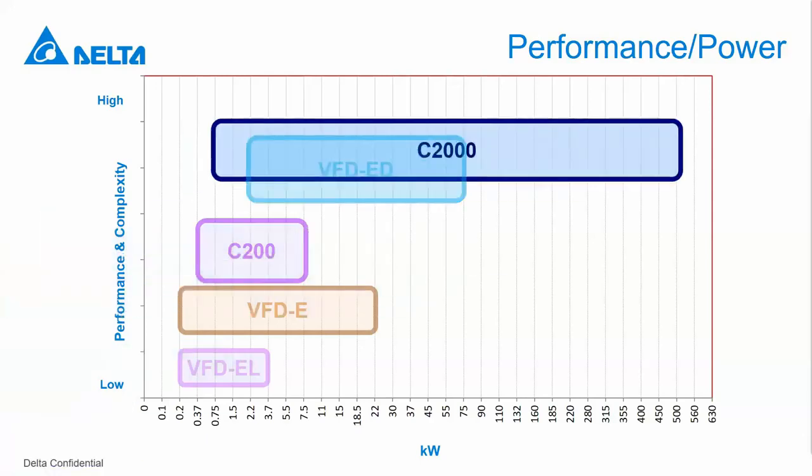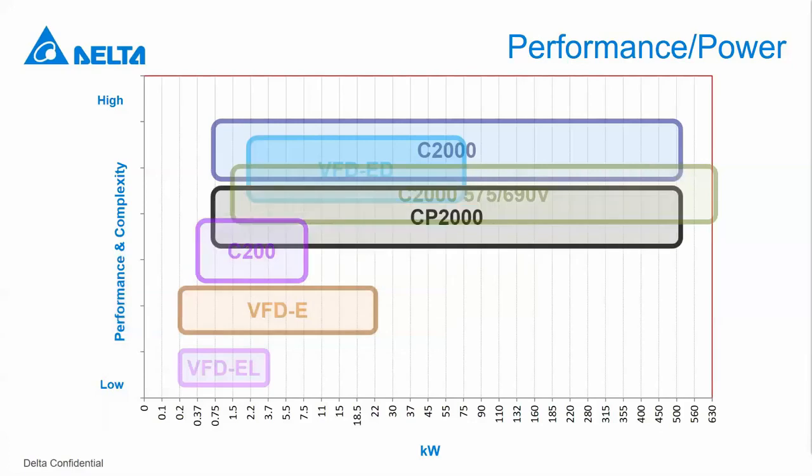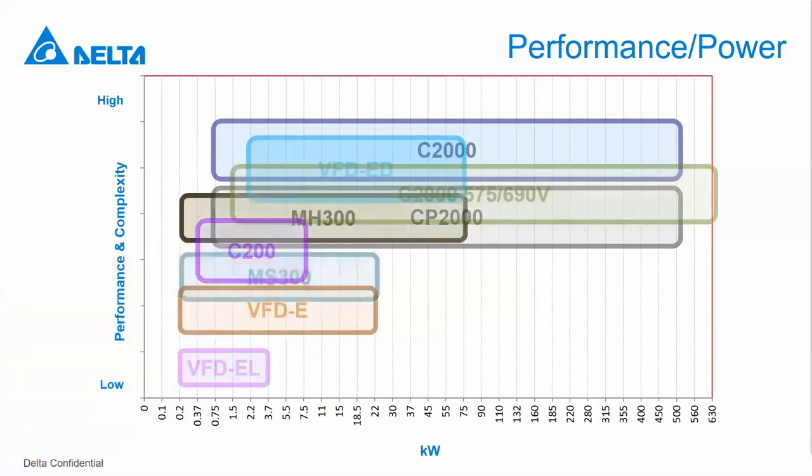Then we have the C2000, which is our most advanced drive to date. We also have the CP2000 for fans and pumps, then MS300. In the future, we will release the MH300 as well, which is also a compact drive, but will support encoders and will support running in closed loop, field-oriented control.